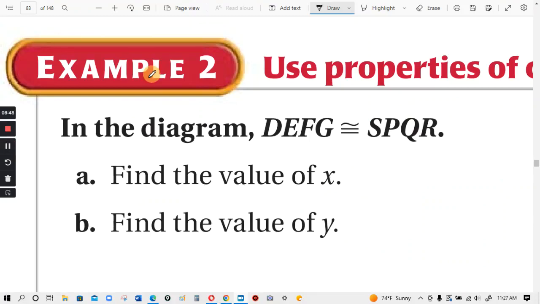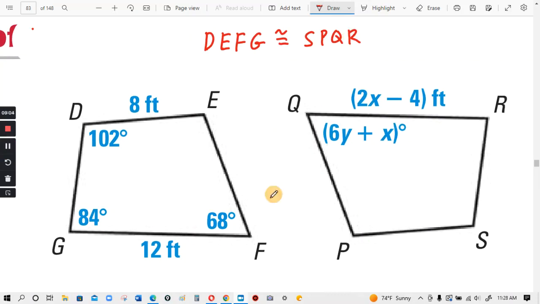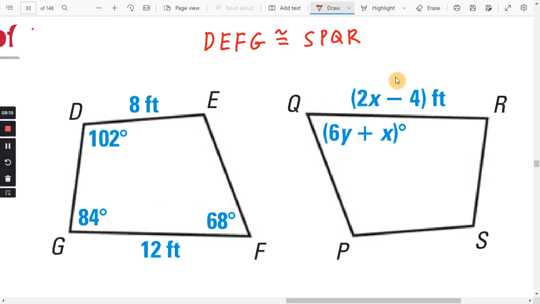Example 2. In the diagram, DEFG is congruent to SPQR. They want us to solve for x and then solve for y. Let's take a look. DEFG is congruent to SPQR. They want us to solve for x. If you look at the side lengths or angles, this one here has both a y and an x, so we can't solve for both of them at the same time. But this one here, that represents the length of QR.